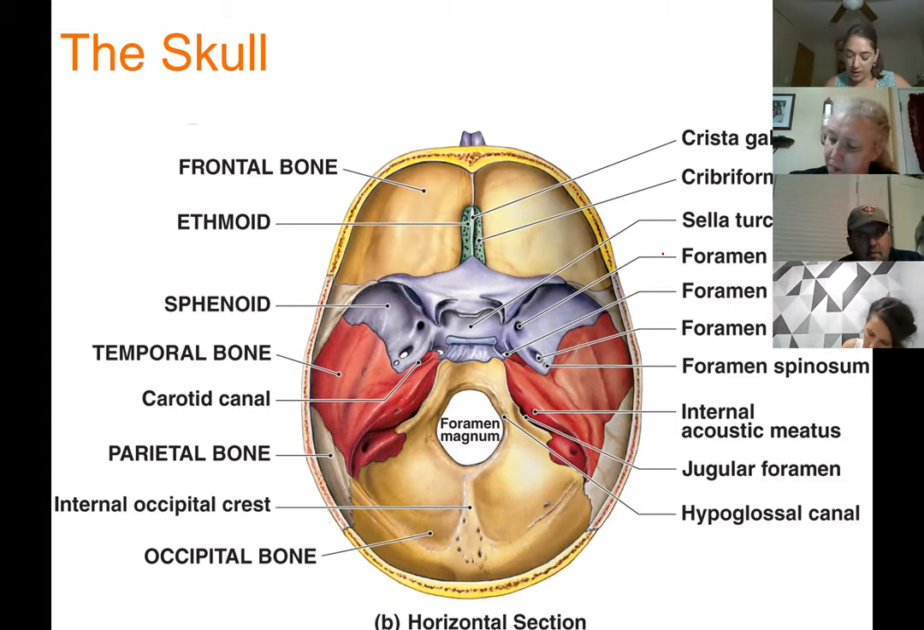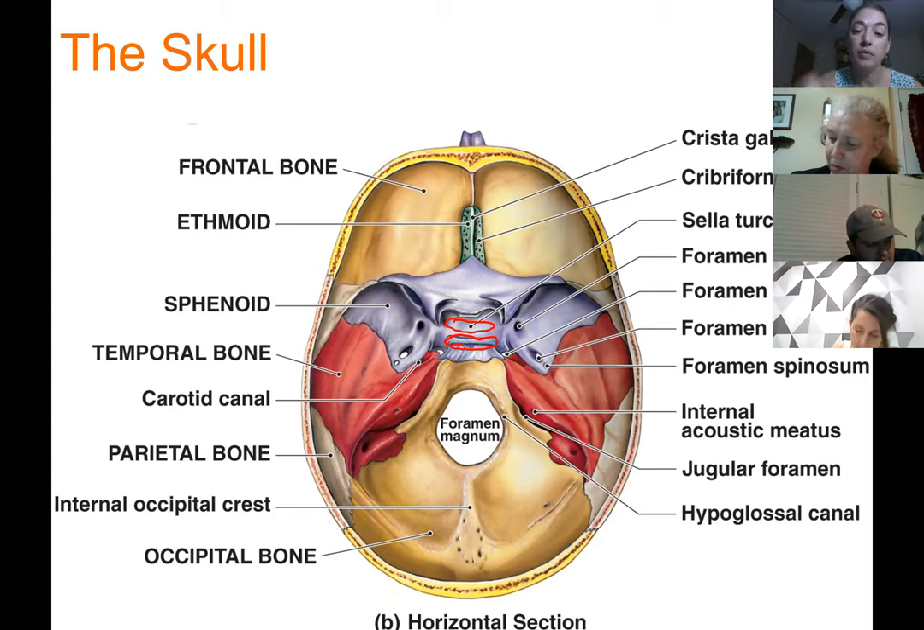Of course, it's not labeled very well here. I had a good picture. So the sella turcica is made up of the posterior edge, the dorsum sellae. The hypophyseal fossa is this region right here, kind of where you'd be sitting in the saddle.